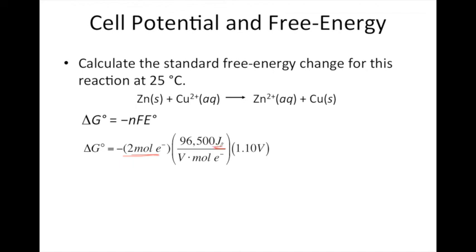Here I've expressed Faraday's constant in joules per volt per mole of electrons because delta G must be in joules or kilojoules, and we multiply that times our standard cell potential. The volts will cancel, the moles of electrons will cancel, and when we solve for delta G standard, we get negative 212,000 joules, or we can express that as delta G standard equals negative 212 kilojoules.